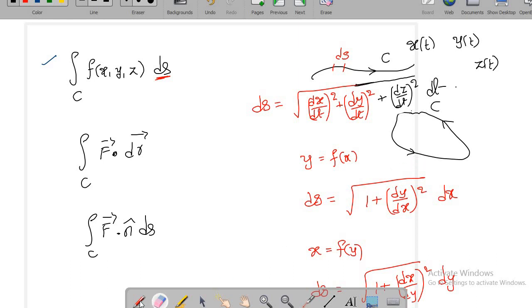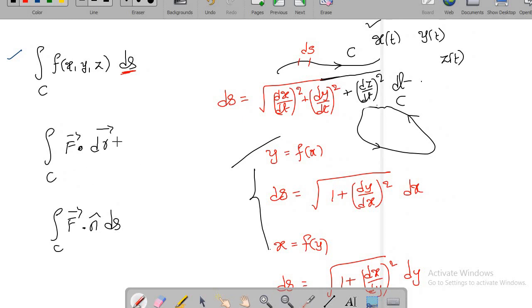But mostly whenever you have a curve in 3 dimensions, you better parameterize it in this way: x of t, y of t, and z of t. So these two formulas are for the curves in 2-dimensional space, whereas this one is for a curve you can take in 3 dimensions as well as in 2 dimensions.